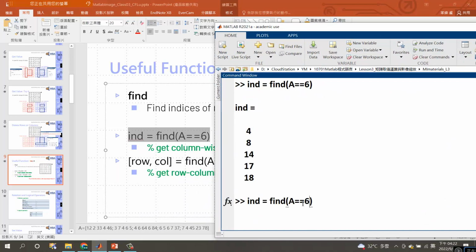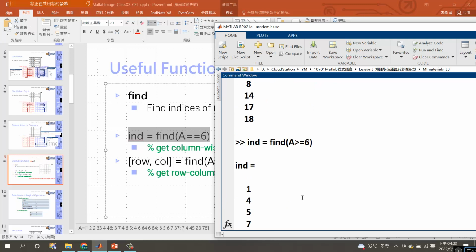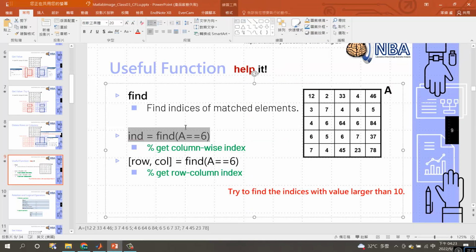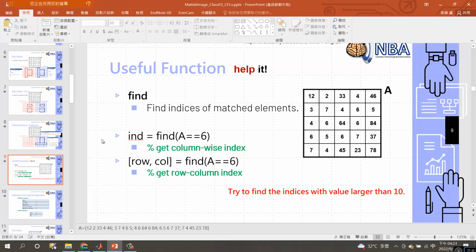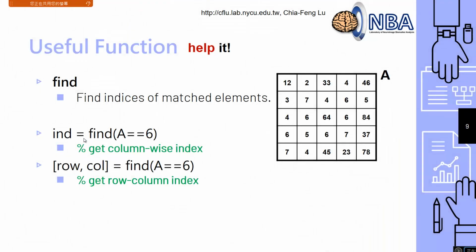Pretty similarly, if you want to find the values larger than or equal to 6, you can simply change the description to larger than and equal, pretty similar to this. So do it right now, just try to practice whether you can understand the usage of find. I need all of you to practice both kinds of output, the column-wise index as well as the row-column index right here.